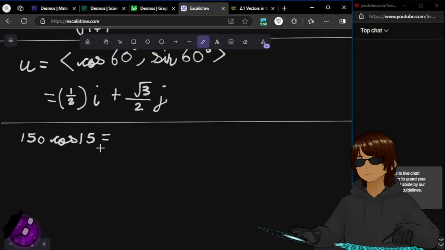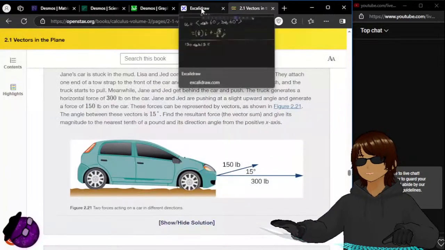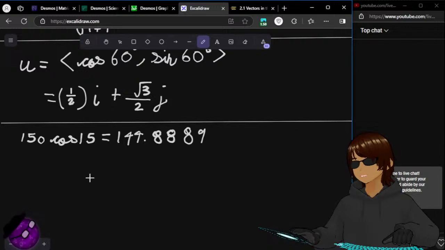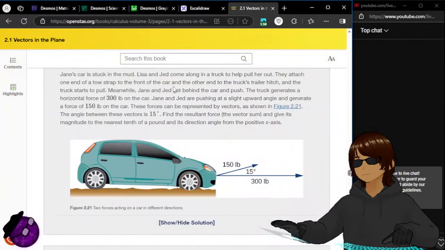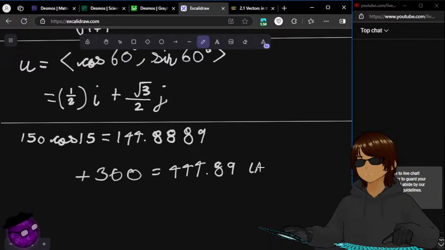Cos 15. Okay, I'm using a calculator. They said nearest tenth, right? Yeah. 144.8889. And if we add this with 300, that's the force in this direction. We get 444.89 pounds.